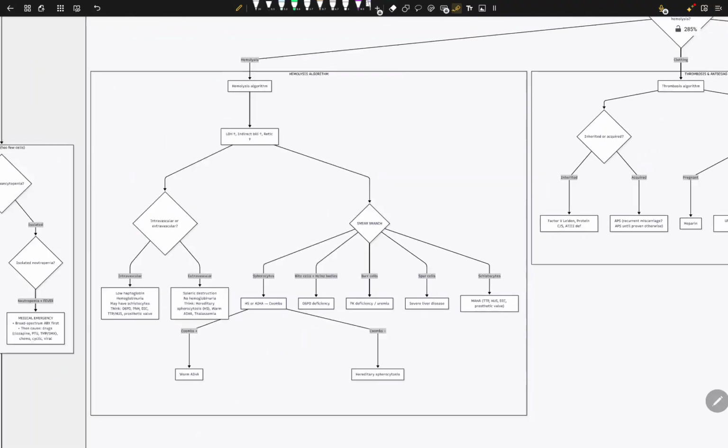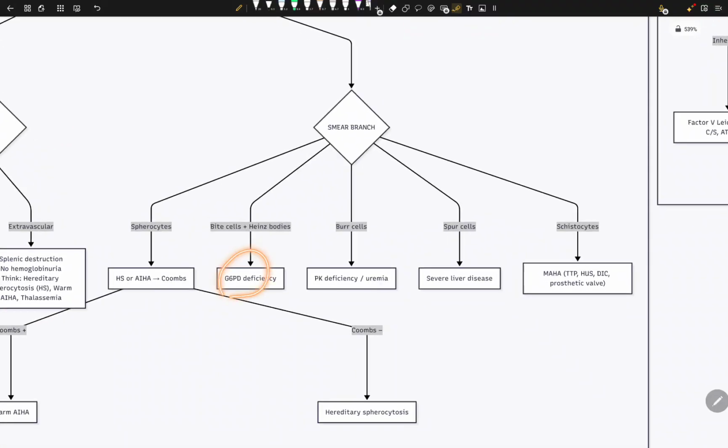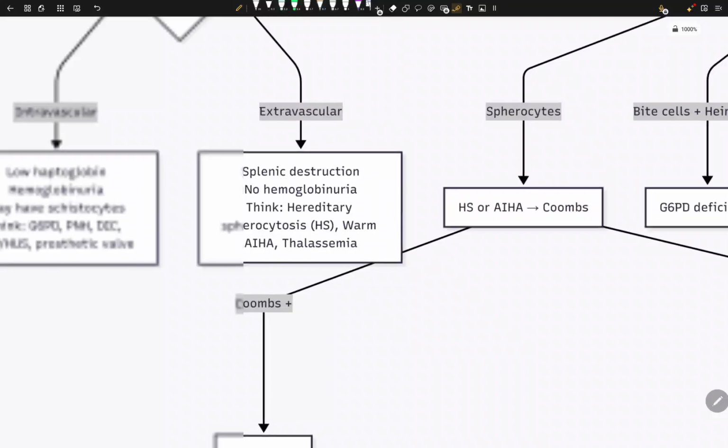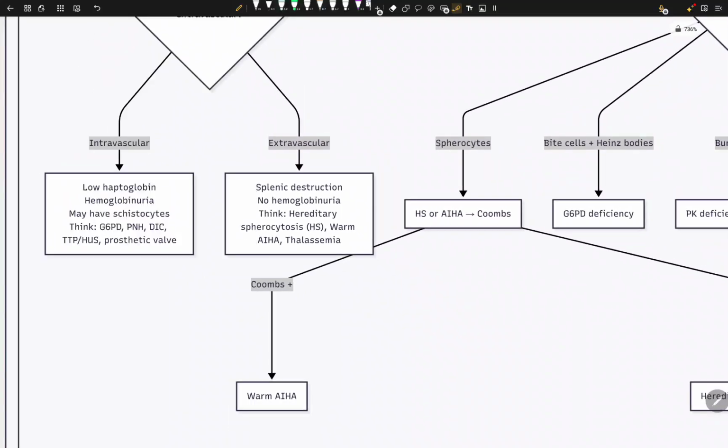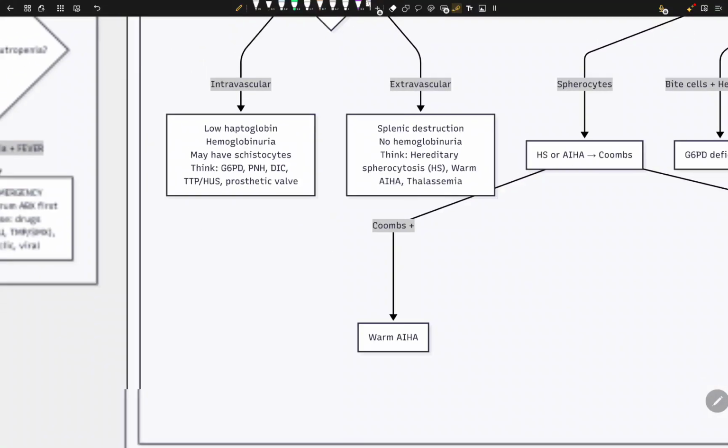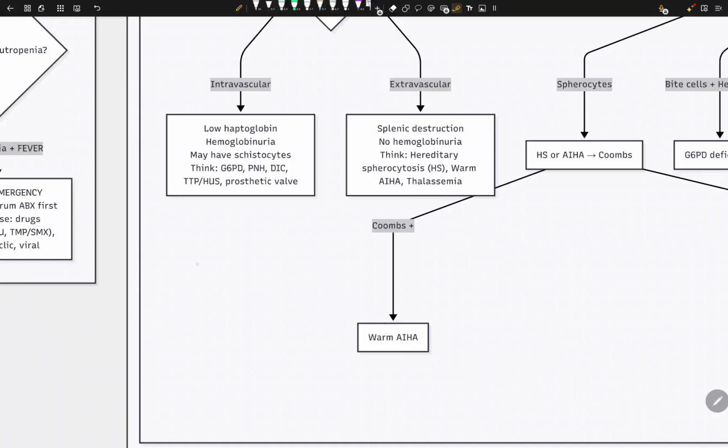We have, where are you? Yeah, DIC, G6PD deficiency, smear branch. Yeah, here we are. DIC. Okay, so intravascular hemolysis, DIC. What's going to happen here? We have DIC.